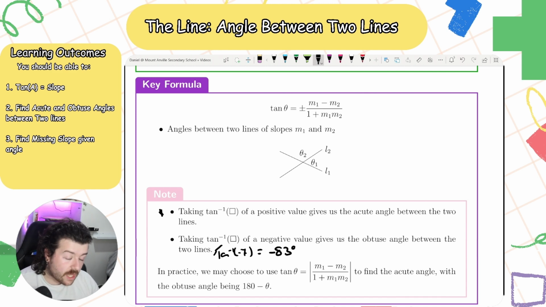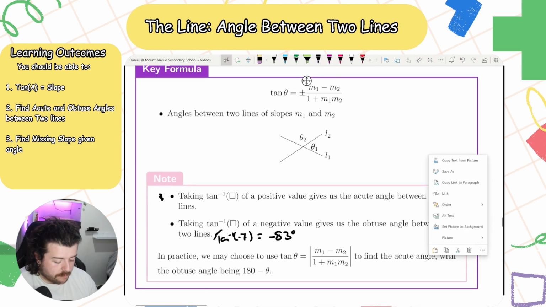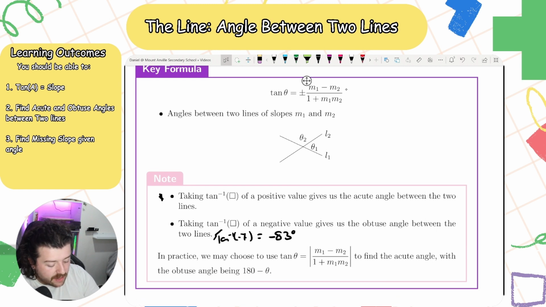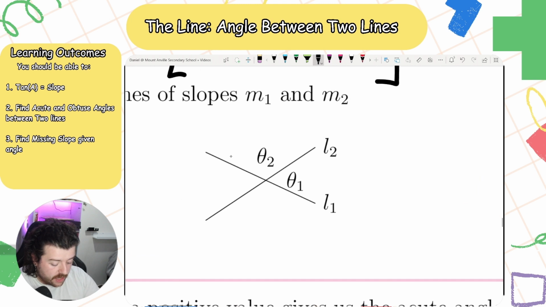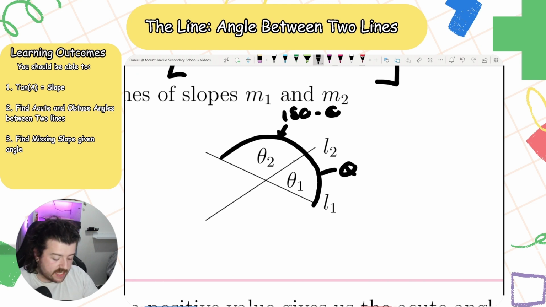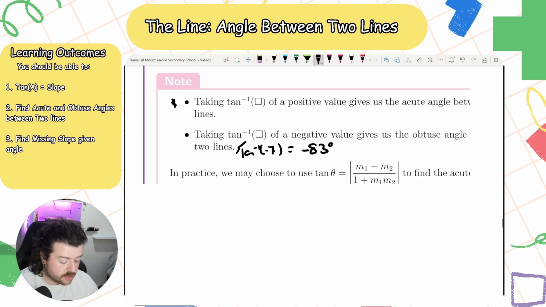So what do we do to combat this? This is how it appears in our log tables. But if you recall, if the right hand side is positive, my angle is the acute angle. So if we just take the absolute value of the right hand side, that will always give me a positive value, to find the acute angle. And then to find the obtuse angle, these two angles will lie on a line. If I know what this angle is, this other angle is just going to be 180 minus this angle, because angles on a line add up to 180.